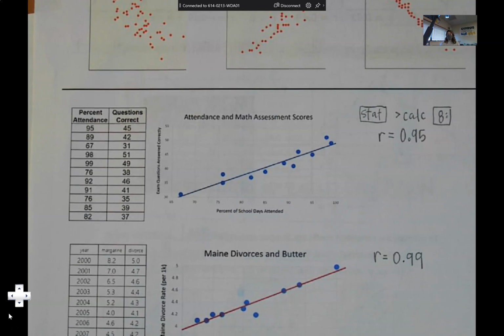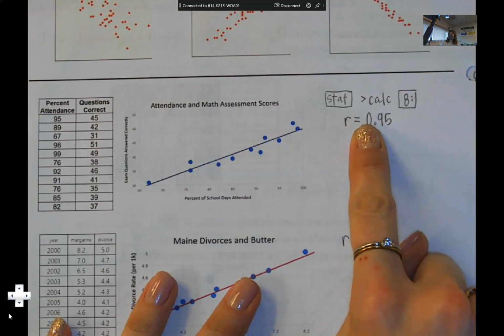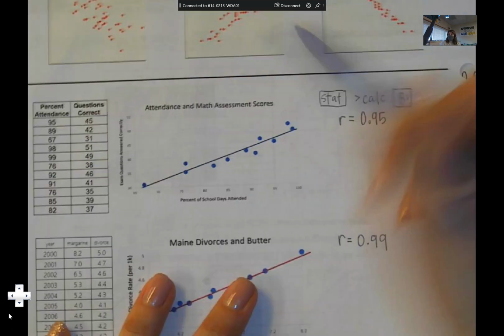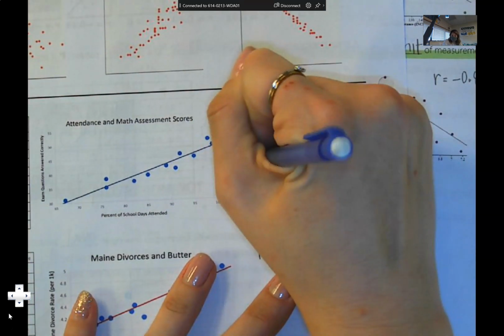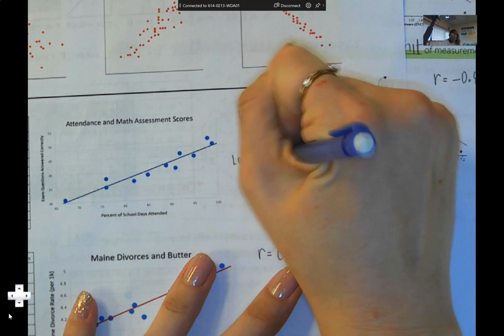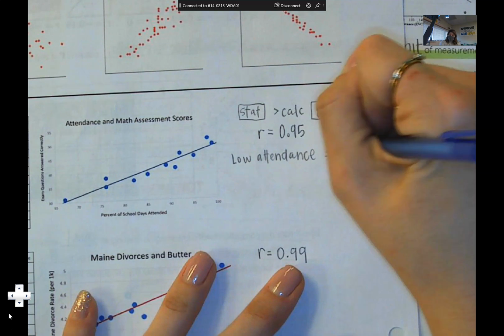Maybe these students are low attenders because they don't have as much support at home, or maybe they're helping to support the family by working. So they say, okay, we can't control income, but we can control attendance. So let's see if there's a relationship with attendance. And we do have a relationship with attendance. So here was their thinking: low attendance causes low scores.